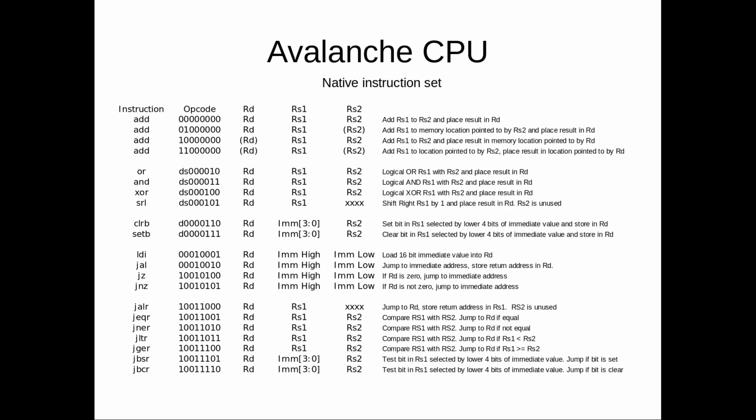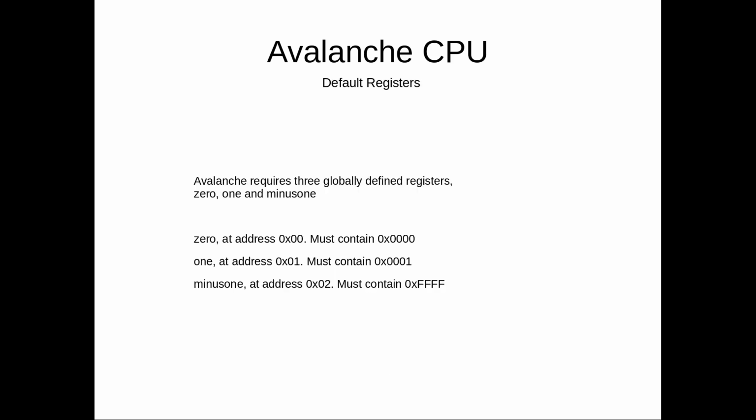The assembler does have some macro instructions built in to make life easier. But before we move on to those, we need to have a look at some special registers. The first three registers must be preset in the assembler to specific values. Register 0 must contain 0.